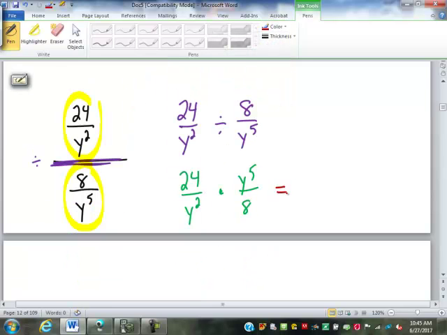It really doesn't matter. If I multiply it out, 24 times y to the 5th is 24y to the 5th. y squared times 8 is 8y squared. Well, 24 divided by 8 is just 3. And the y goes on top because the larger power is on top. 5 minus 2 is 3. So it's 3y to the third is all it is.